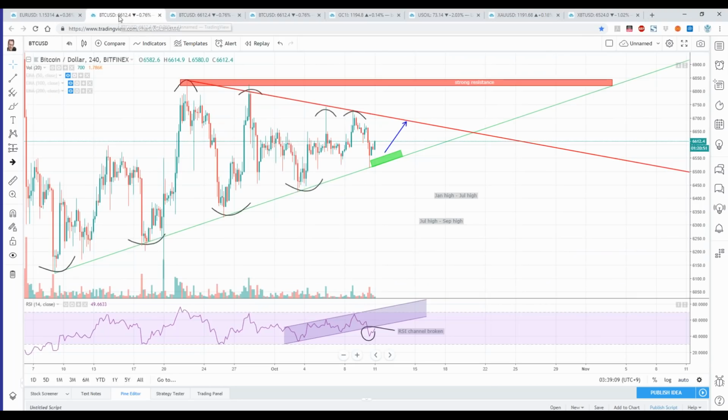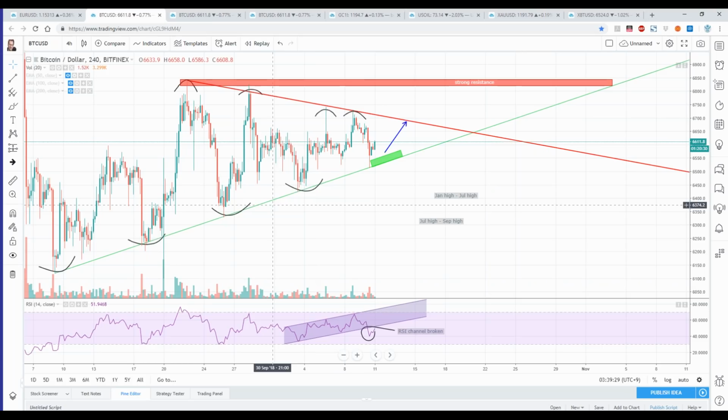Over here, we're looking at a chart on Bitcoin, and we can see how Bitcoin is using this trend line, and look at each time the price moved down to that trend line and bounced off of it. We also have a strong resistance line up above that.